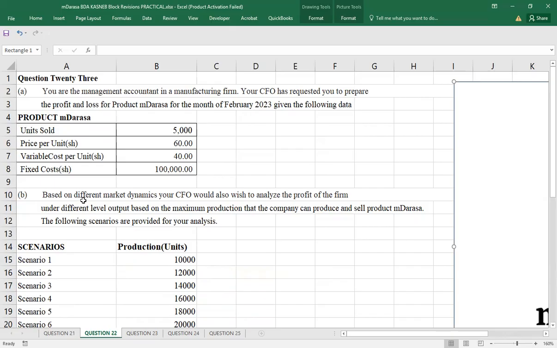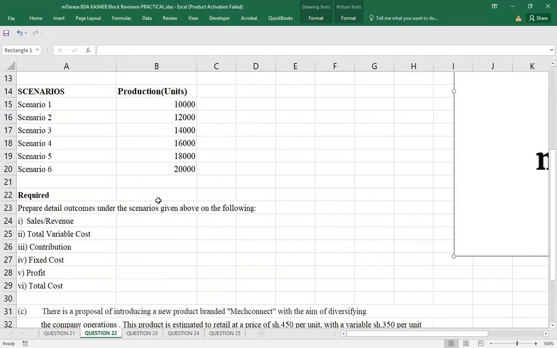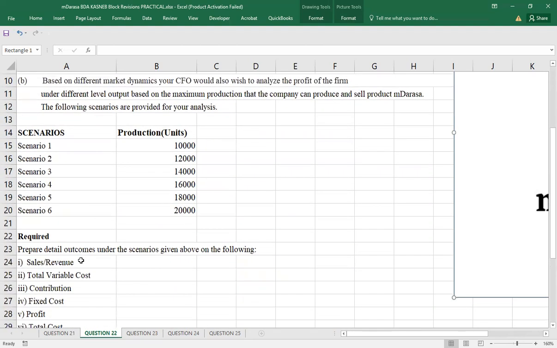They are also given like part B. Based on different market dynamics, your CFO will also wish to analyze the profit of the firm at a different level of output based on the maximum production that the company can produce and sell product mDarasa. So the following scenarios are provided for your analysis. So here is what you're told: prepare detailed outcomes under the scenario given above on the following: sales revenue, total variable cost, contribution, fixed cost, profit, and total cost.